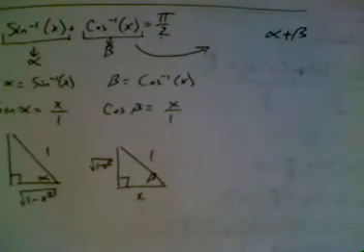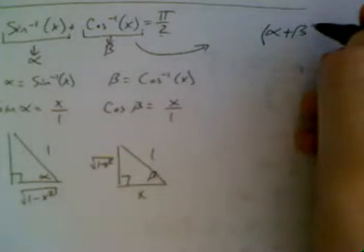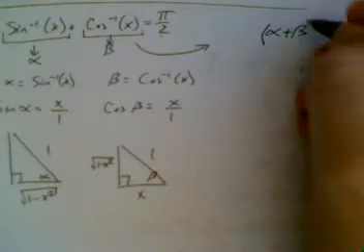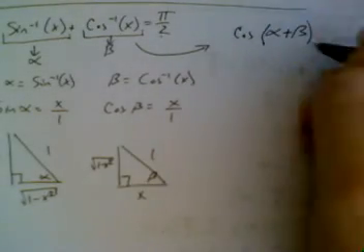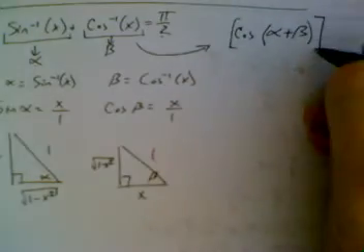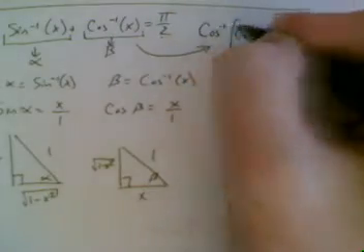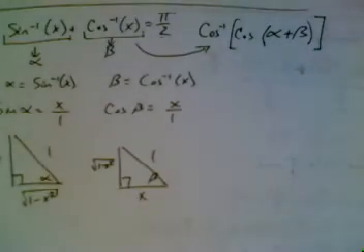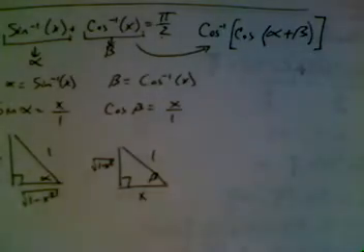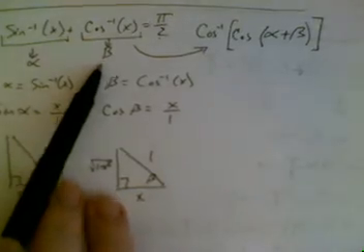Now, this is not something I'd expect you to do. It's something I expect you to see, understand, and possibly in the future reapply. What I'm going to do is I'm going to say, well, I do know that I can take the cosine of this, alpha plus beta. I also know that if I do that, I also have to take the cosine inverse of the whole thing as well. This will allow me to change sine inverse x plus cosine inverse x into an angle.